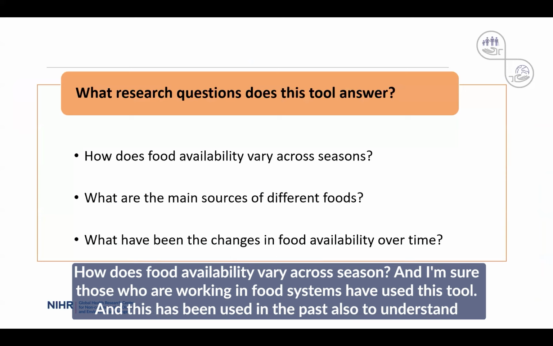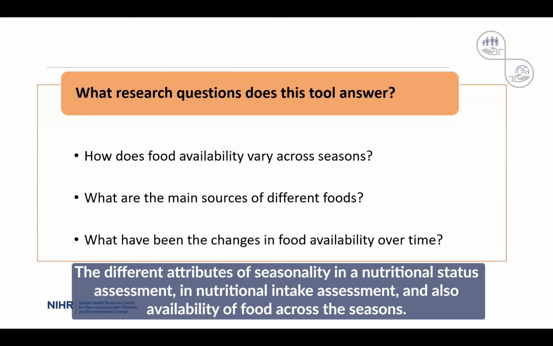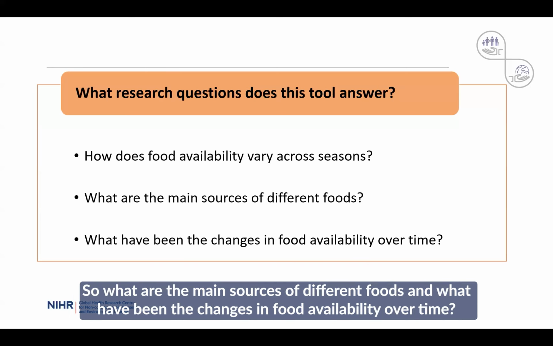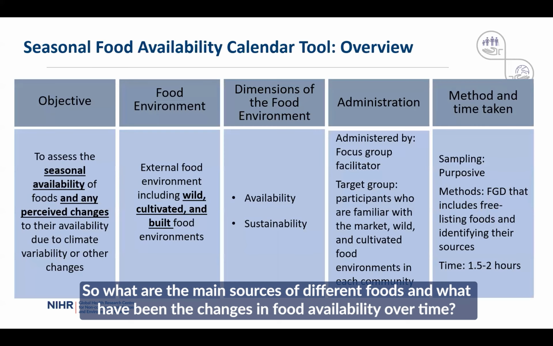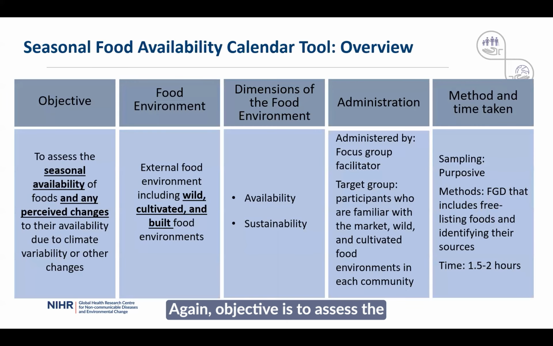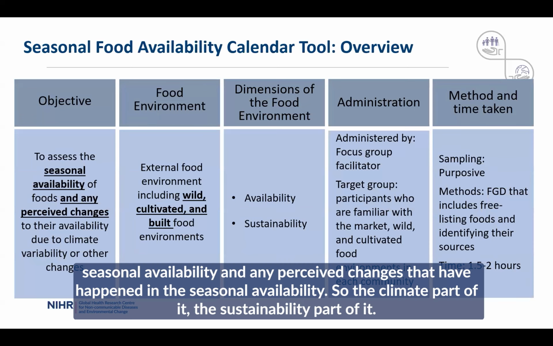And I'm sure those who are working in food systems have used this tool, and this has been used in the past also to understand the different attributes of seasonality in a nutritional status assessment, in nutritional intake assessment, and also availability of food across the seasons. So what are the main sources of different foods and what have been the changes in food availability over time? Again, the objective is to assess the seasonal availability and any perceived changes that have happened in the seasonal availability.